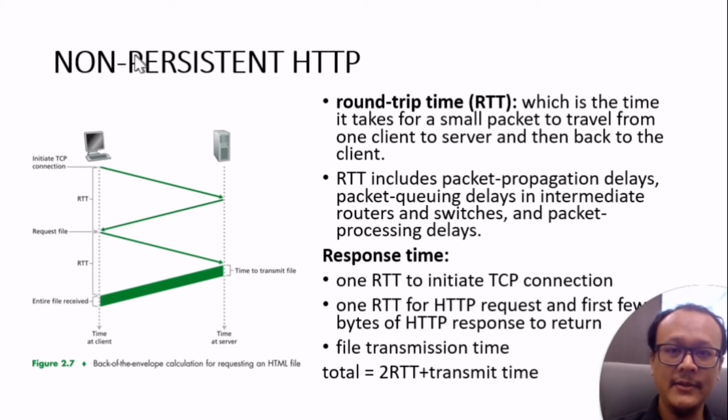If you look at this figure, you can say that non-persistent HTTP requires a total of 2 RTT, because the first RTT is to initiate the connection between the client and server, and the second is to request the information and have the server respond to the client. So here it says that the total is equal to 2 RTT plus transmit time. Transmit time means the time for the information to be sent from the server to the client, which is when the entire file is transmitted.